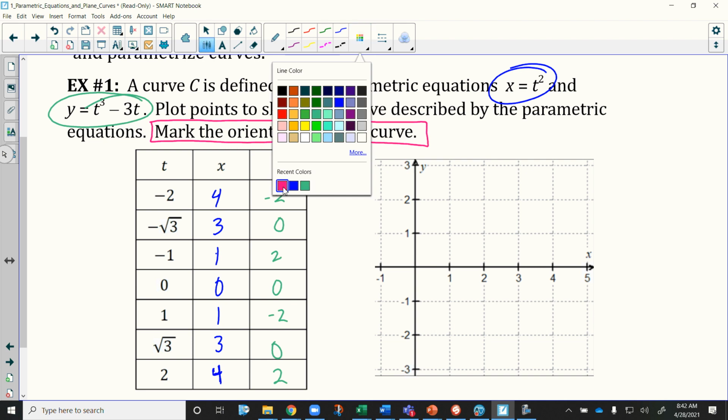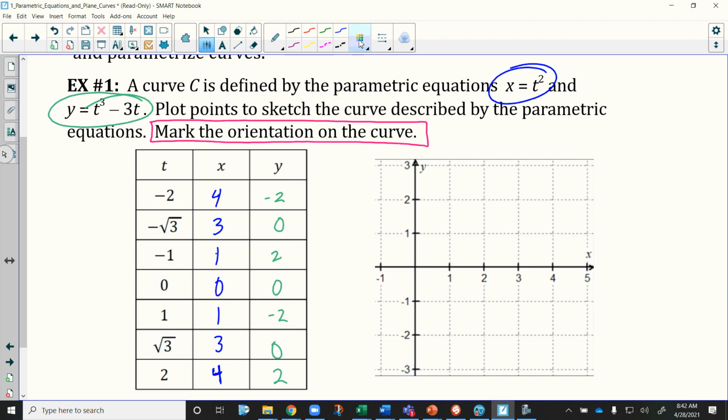So when we graph them, obviously we're going to start at the first, at the top of the table, and we're going to finish here. And the points, as we plot them, are going to indicate the orientation or the direction that the curve is going. So at 4 and negative 2, we're here, and 3 and 0. And so, here if you want to, you can kind of say this is where we're starting, so you know what direction the curve is going to go.